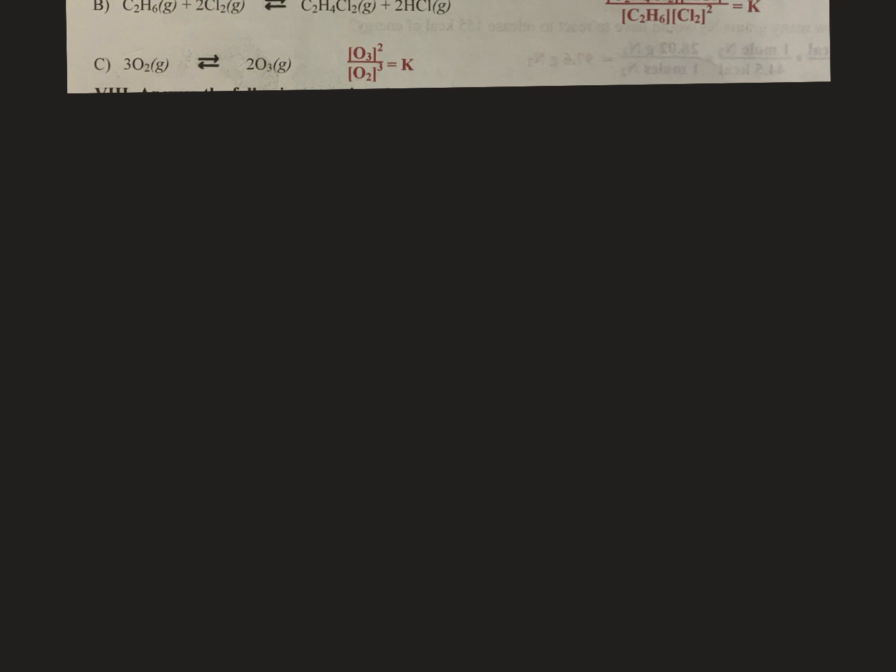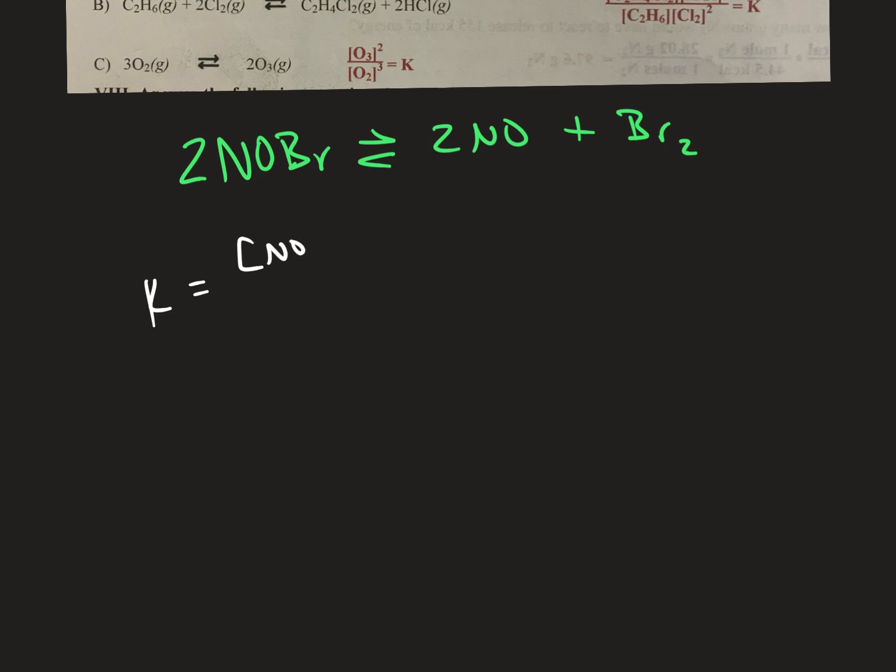So let's go ahead and do the simple one first. We're going to use this equation for both of them. NOBr reacts in equilibrium with 2NO plus Br2. And we already wrote this equilibrium constant equation. So it's K equals the concentration of NO squared times the concentration of Br2, all over the concentration of NOBr squared. Good?